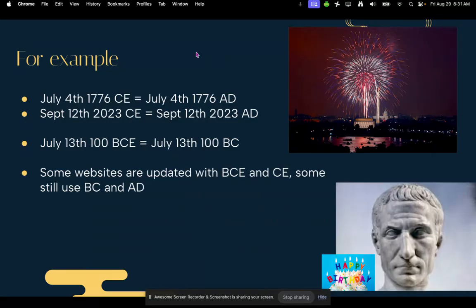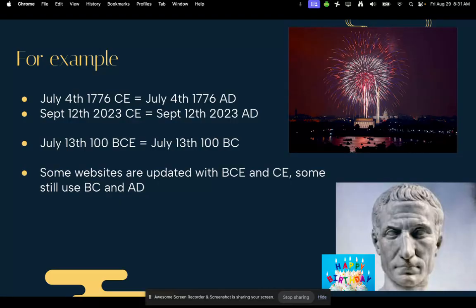So for example, July 4th, 1776 CE equals July 4th, 1776 AD. See, it's the exact same dates, just the end symbols change. Same thing: September 12th, 2023 CE would be September 12th, 2023 AD. Same thing with July 13th, 100 BCE, which would equal July 13th, 100 BC.